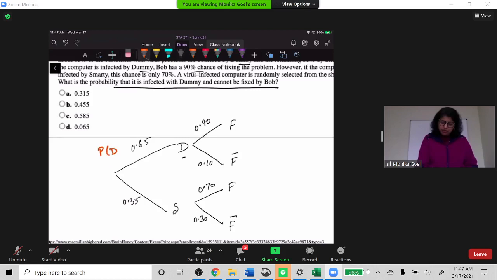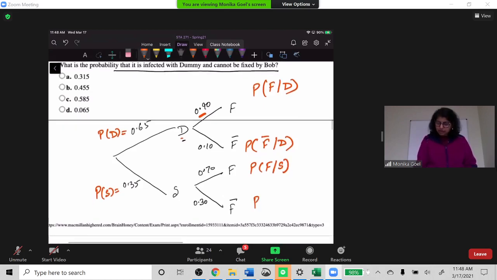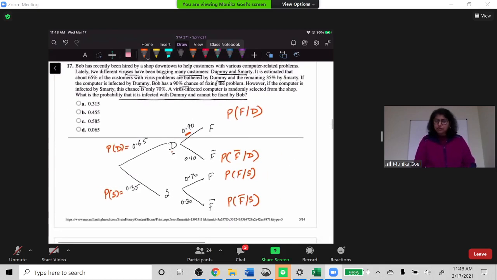This is the probability of dummy. This is the probability of Smarty. What is this? So probability of fixing, given that it is dummy. Probability of not fixing given this. Same thing, probability of fixing the virus when the virus is Smarty, and this. Now you have all this information.